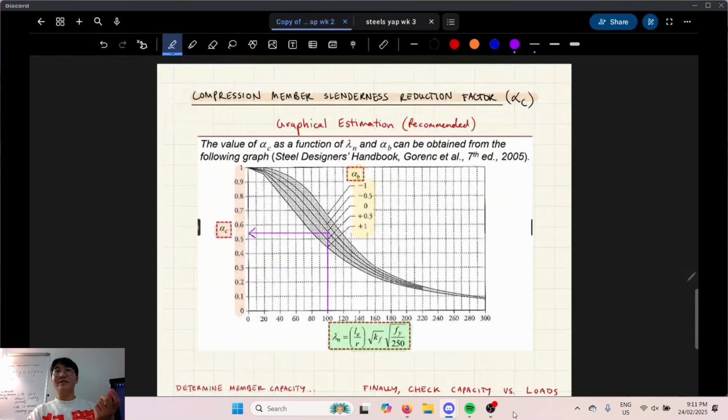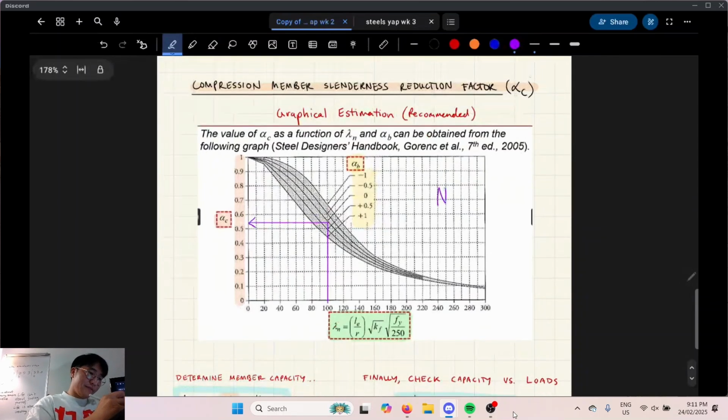Remember, alpha C is a modifier for the sectional load. It's alpha C and S. So what does having an alpha C of 0.55, say, mean? It says that your compressive strength is 0.55 of your section strength, which means how much buckling, Euler buckling essentially, has reduced your capacity, in this case by 0.45. Yeah, pretty much.